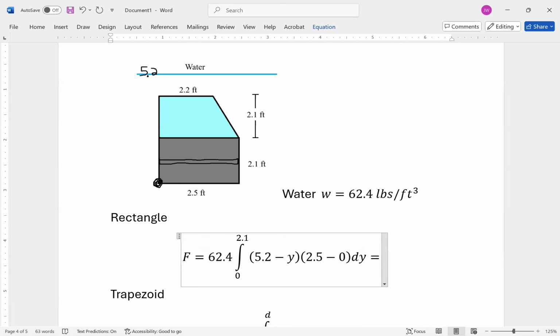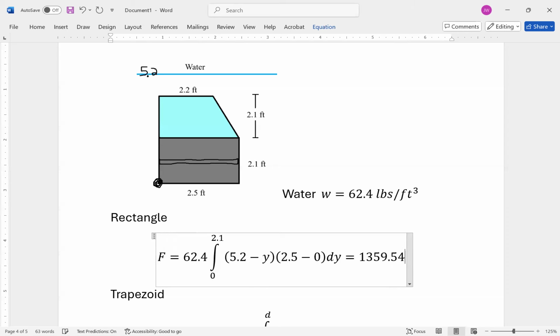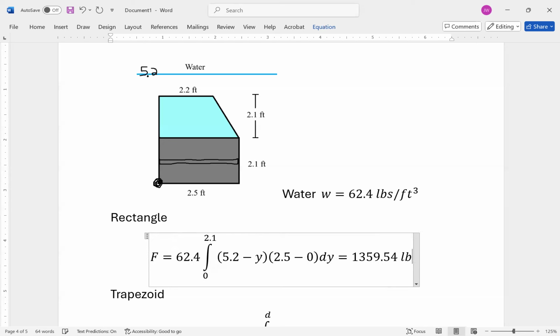So the force applied just to that rectangle can be calculated this way. 62.4. The integration is going to go from 0 to 2.1, 5.2 minus y multiplied times essentially just 2.5. When I type that into my calculator, I got 1,359.54. Again, that would be pounds.